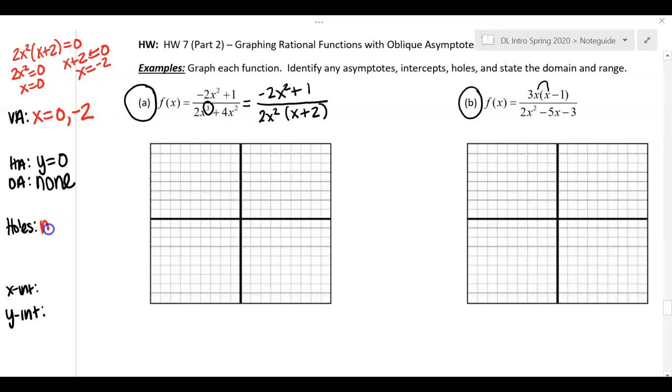I have no holes because no factors canceled out at the beginning. And then I'm going to work on my intercepts, so x-intercepts and y-intercepts. This one has kind of a difficult x-intercept. You wouldn't have something that difficult on a test if our expectation is no calculators. You'll see what I'm talking about in a minute.